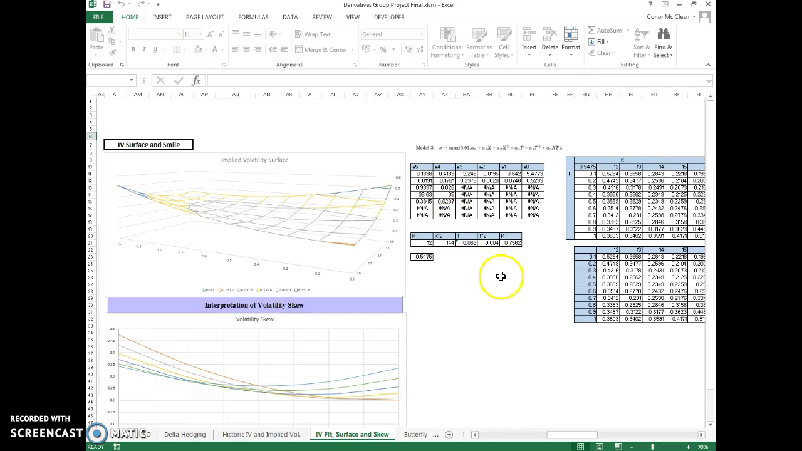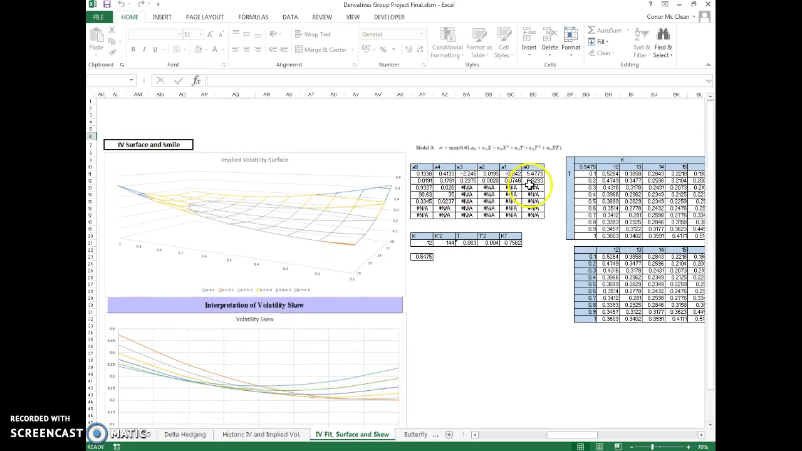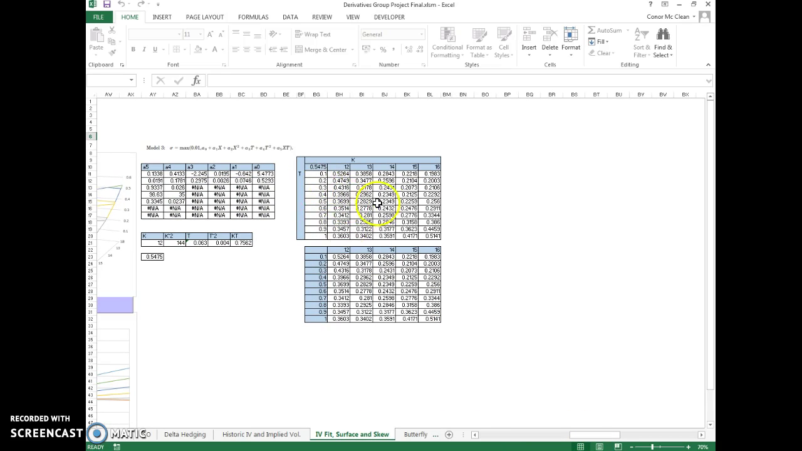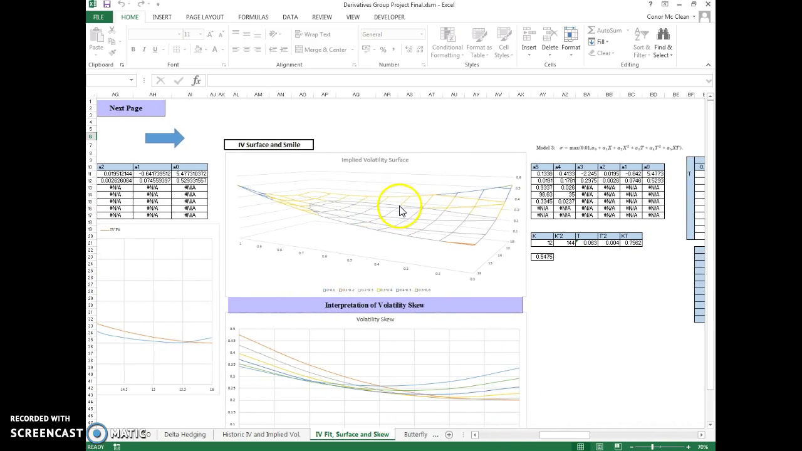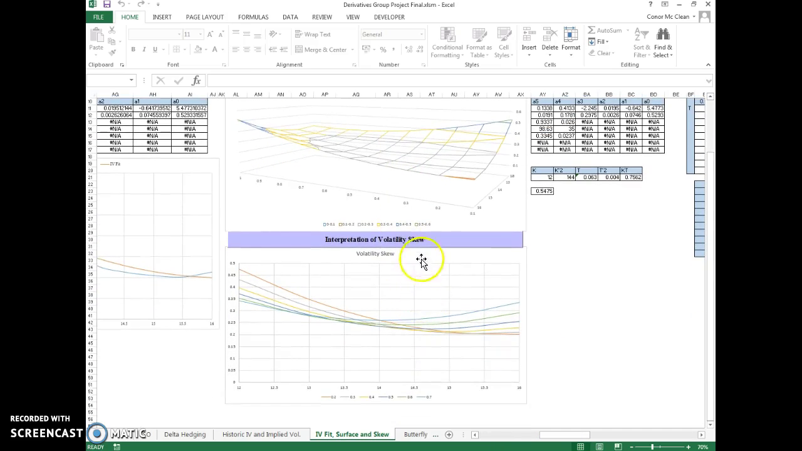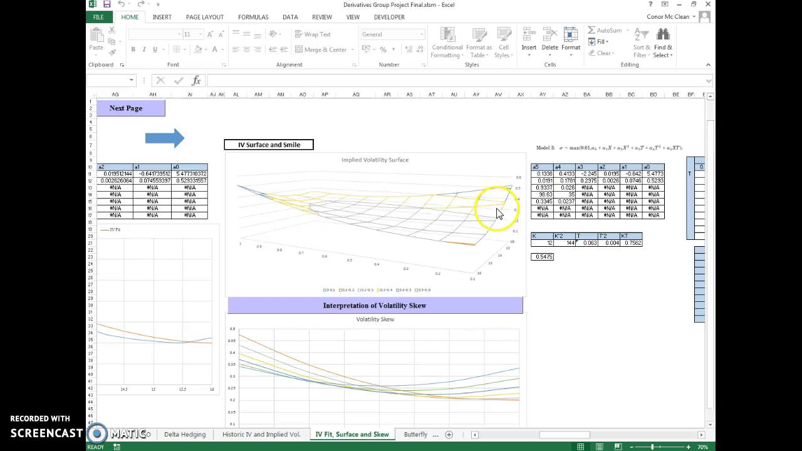And from that we could do the IV surface and smile seen in these diagrams here using the data from previously. And then we also constructed a data table here which was used to give the volatility surface and the volatility skew, and a description can be seen here from this button.